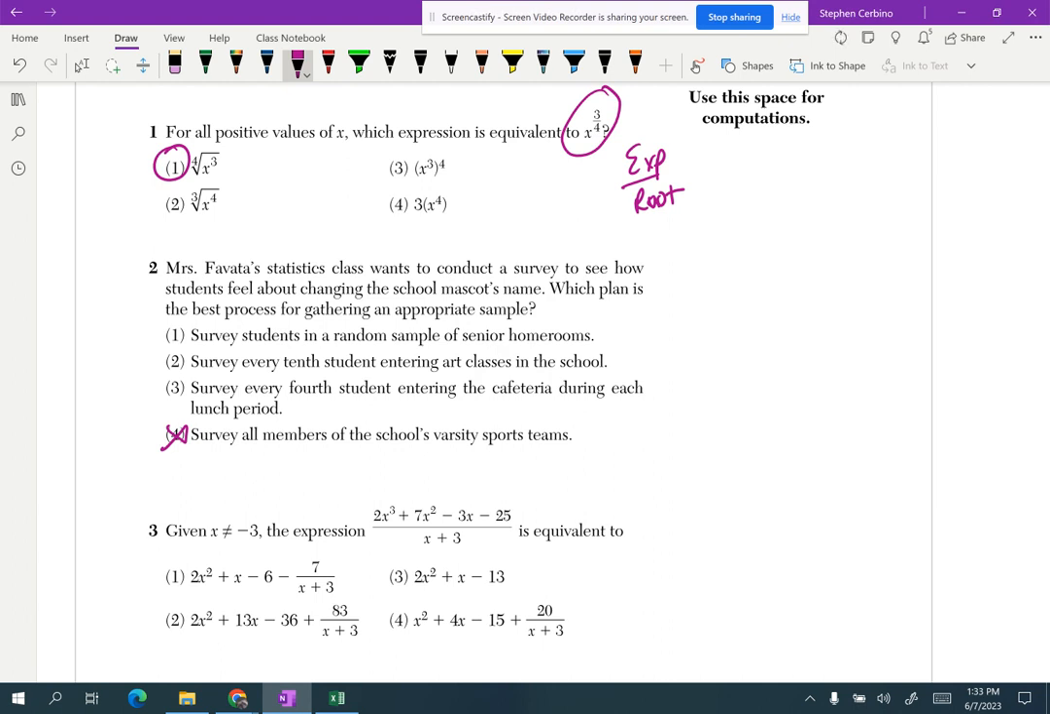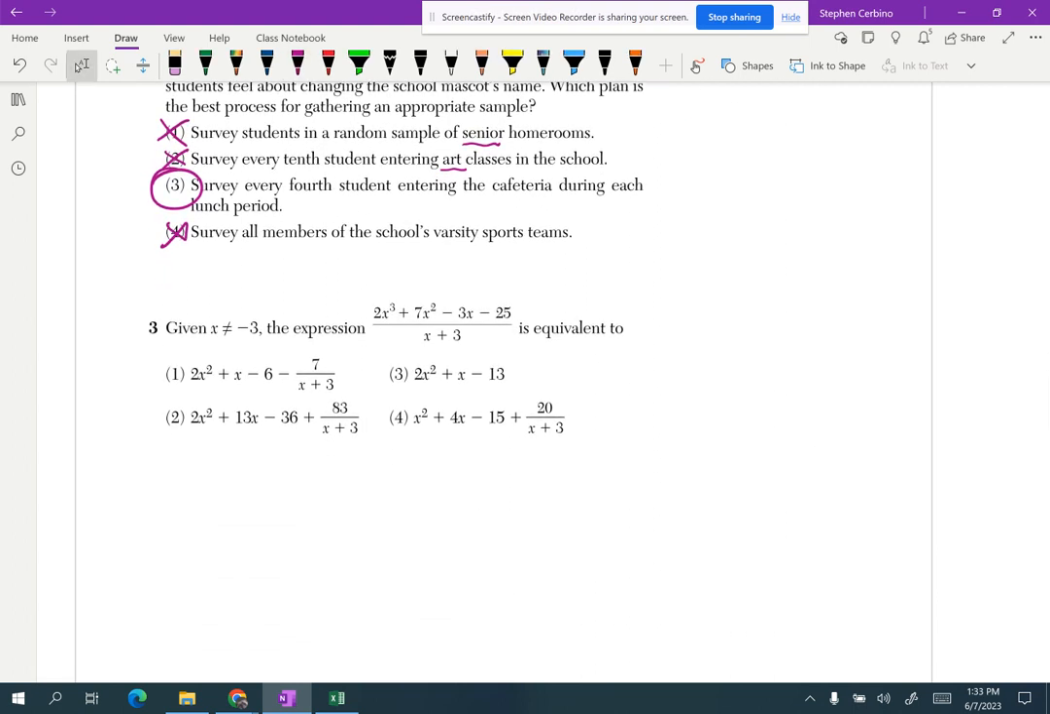Now, we need to not only have a random sample, but it has to be representative of the population of interest. So we're interested in the population of the whole school. So seniors would not be the whole school. And art classes would only be the students taking art. That does not represent the whole school. Number 3, everybody entering the cafeteria during lunch. Almost all of our students have lunch, so that would be a good representative sample of the whole school.